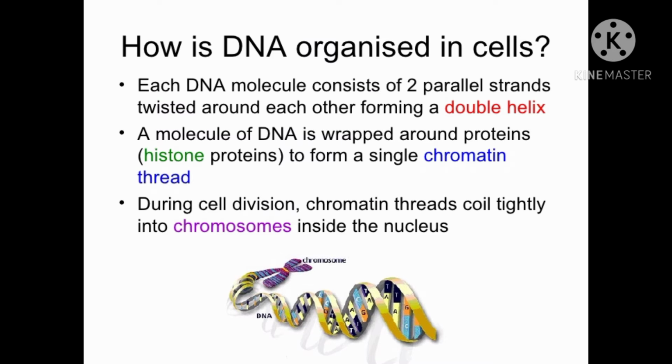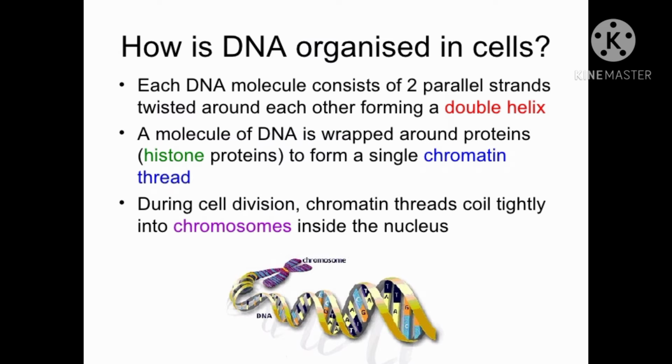During cell division, the chromatin thread coils tightly into a structure called a chromosome inside the cell nucleus. A molecule of DNA is wrapped around proteins to form a single chromatin thread. Each DNA molecule consists of two strands twisted around each other to form a double helix. A helix is a coiled structure like a corkscrew or spring.